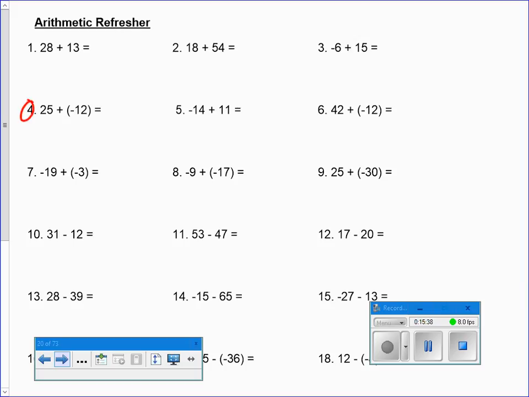We get down here to number 4, we see something a little bit different. We see two signs here. We see we're adding a negative number. So if we're adding a negative number, that's the same as subtracting. So this problem would be the same as 25 minus 12. So we don't actually need those two signs, plus and minus. We would just say subtract. If we're adding a negative, we're same as subtracting.